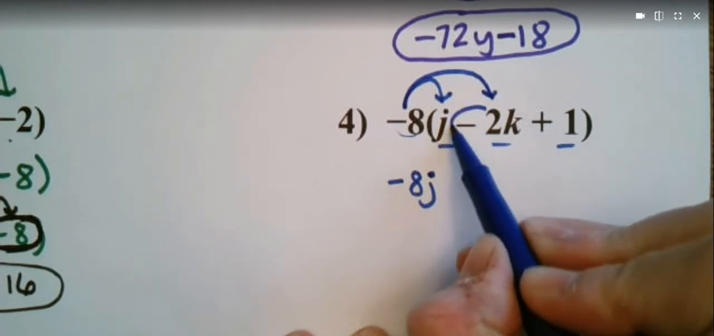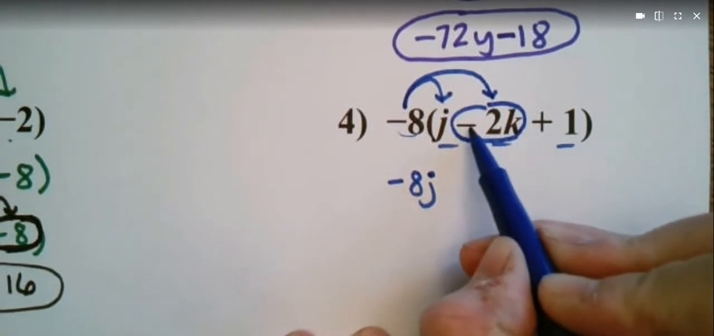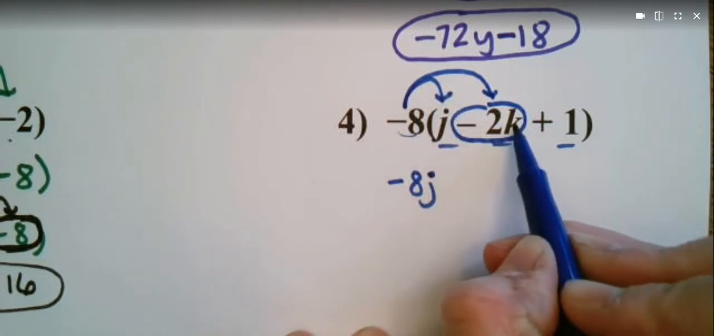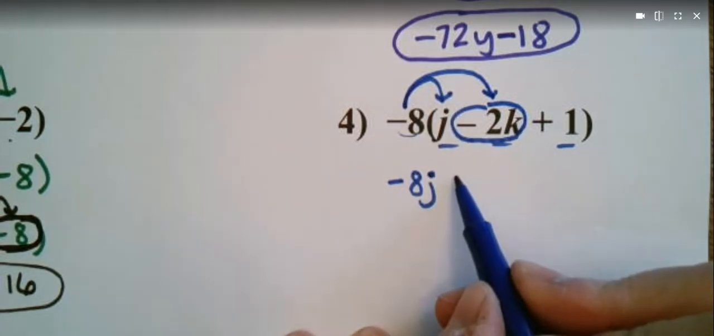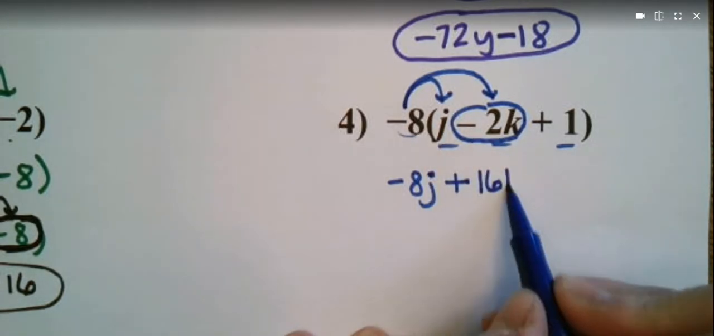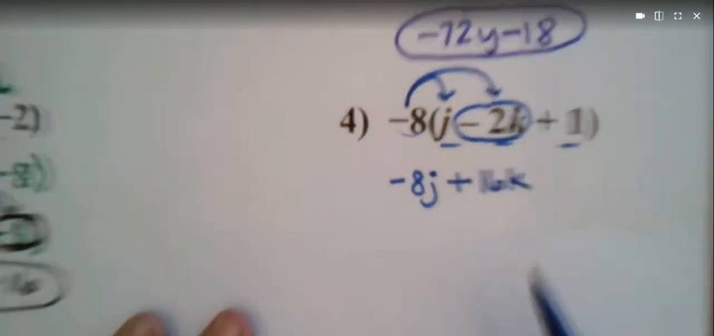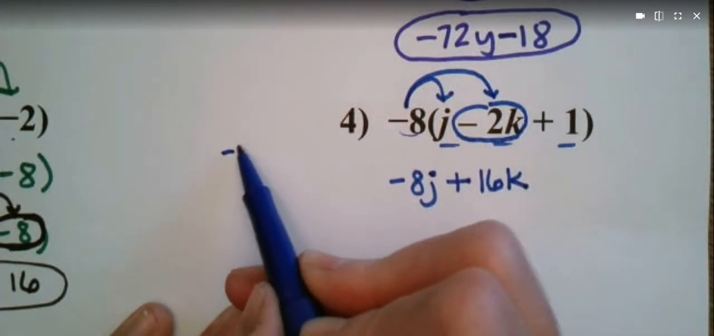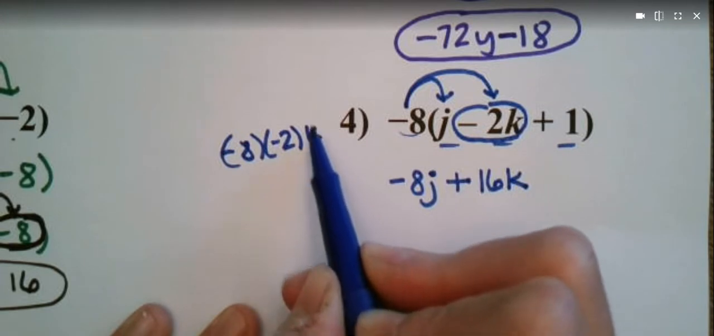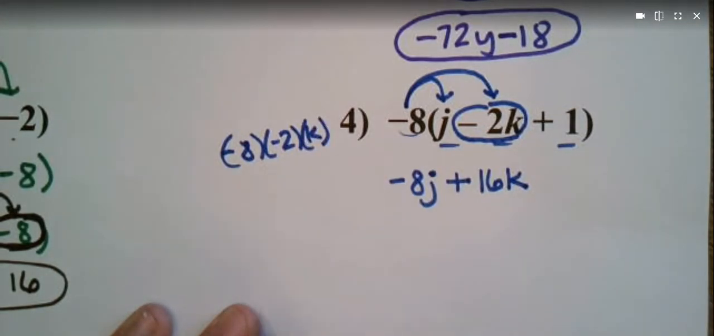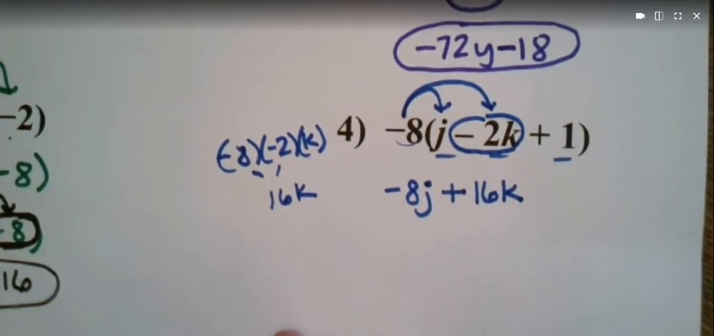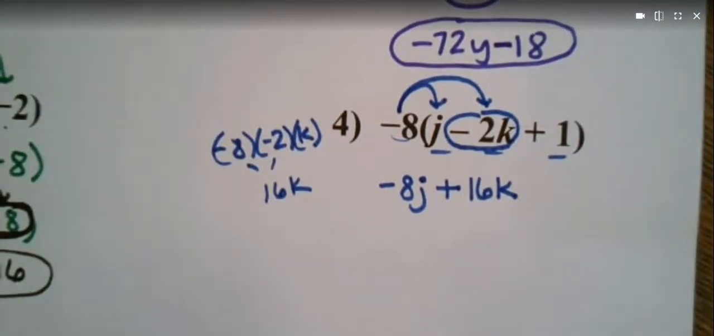All right, let's do the next one. Negative 8 times, look in front, this is a negative 2k. So negative 8 times negative 2k. Negative 8 times negative 2, that would make a positive, and 8 times 2 is 16 times k. Okay, notice how I could bring this outside: negative 8 times negative 2 times k. Okay, that's really what I'm doing. You see how this is making a positive 16, bring down the k.